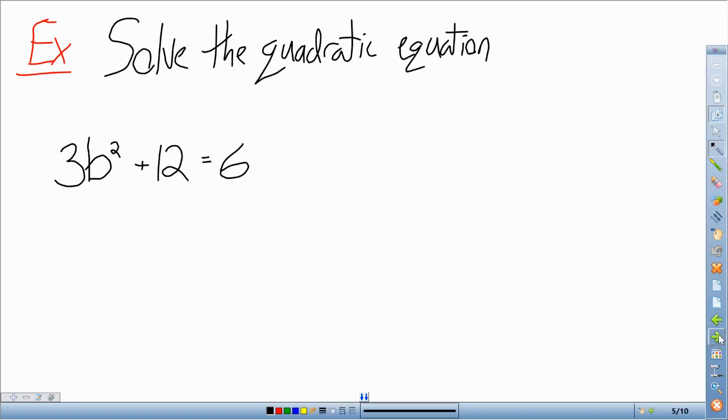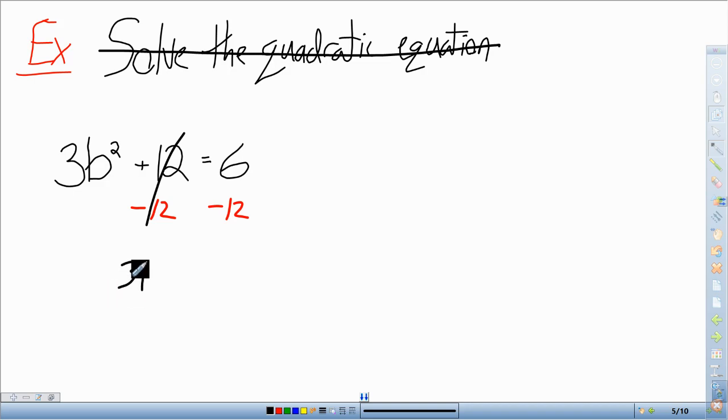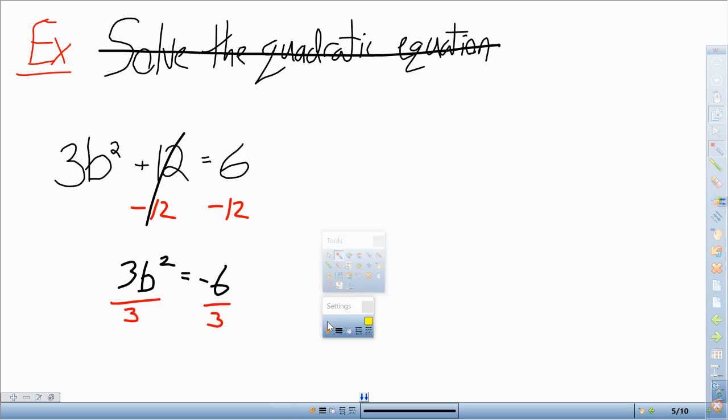All right, let's try one more of these. Again, the directions keep repeating themselves, so you don't need to write those over and over. Go ahead and copy this one, and then we'll try it. So again, we can just solve for b here. First thing, getting rid of positive 12 by subtracting 12. 3b squared equals 6 minus 12, which is negative 6. From here, let's go ahead and get rid of this 3. It's being multiplied, so we divide both sides, and I'm getting b squared equals negative 2.